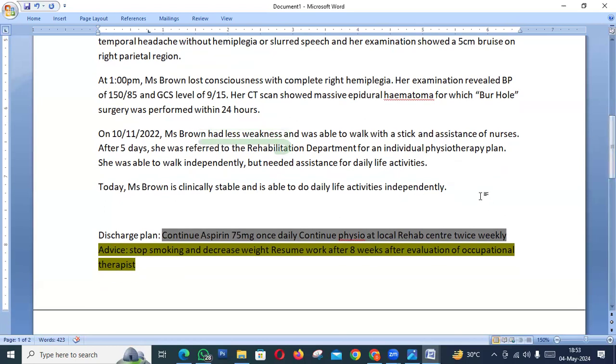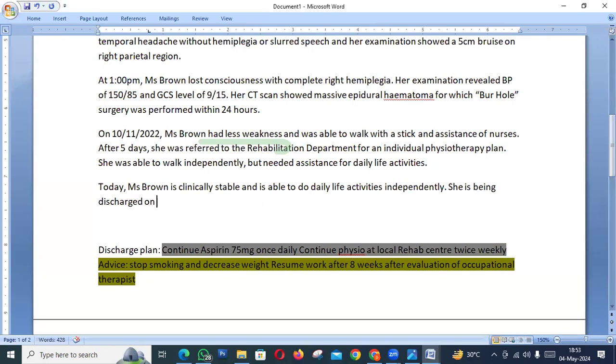Okay, so how will you convert it into sentences? This is an important thing. How will you convert it? Otherwise, you will use: she is being discharged on aspirin. You will write it in small letters because this is the generic name. 75 milligram once daily. Or you can write even OD. Once daily is also okay.